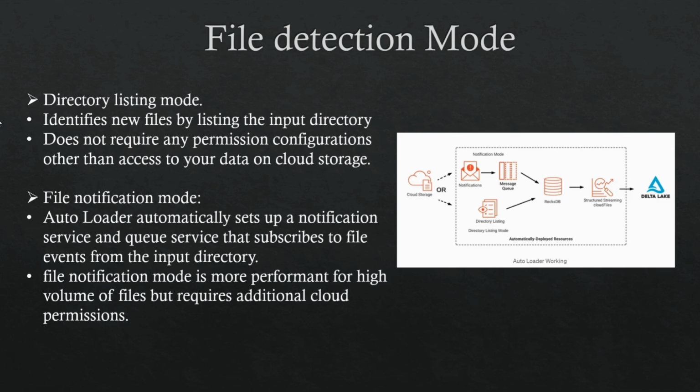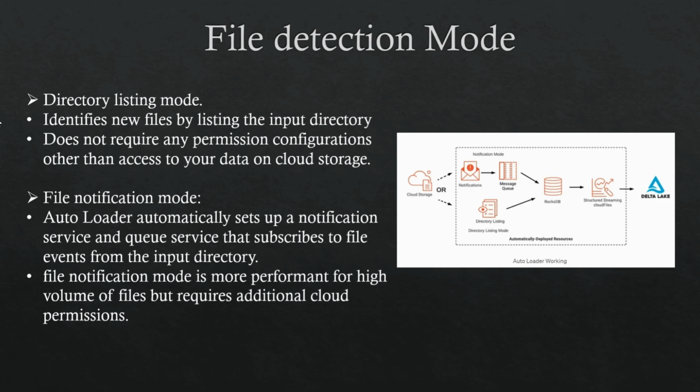In the case of the notification service of Azure, there is Event Grid. They use the capability of Event Grid with Azure Queue Storage to detect the file. Similarly, in AWS, you have AWS SNS and SQS. Once the file has been detected, its metadata is moved to RocksDB, and from there, only the new files are transferred or saved to your Delta Lake.